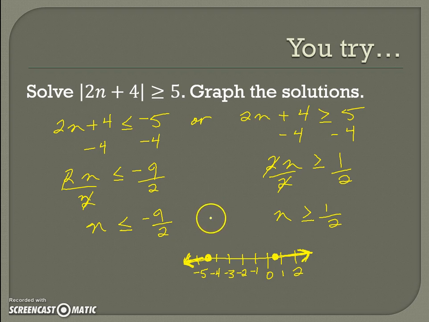So here's hopefully what you got. When you go to graph this, negative 9/2 is the same as negative 4.5. So that's the way this graphs over here. And then 1/2 between the 0 and the 1. And that graphs over here.